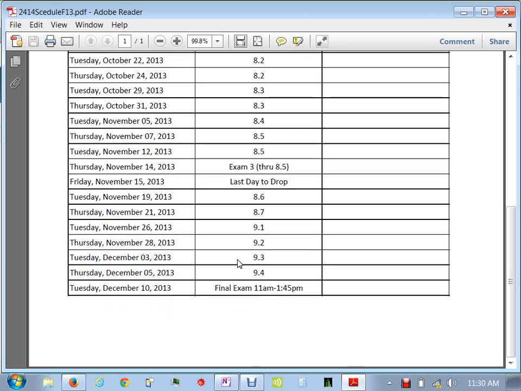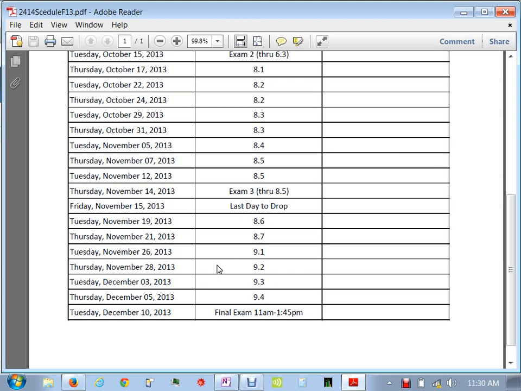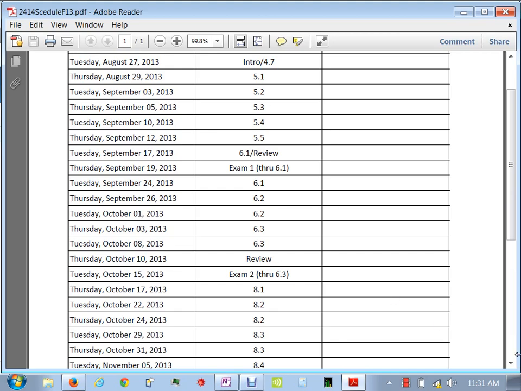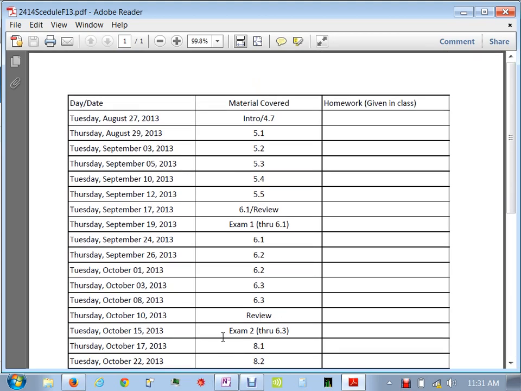And then your final. Now, I think I accidentally put us here on Thanksgiving, right? November 28th? Isn't that Thanksgiving? So I'm sorry, but cancel your plans with your family. No, I'm going to have to fix that. I did that for my other class too. So, oops. This is a tentative schedule. It may change depending on how things go.